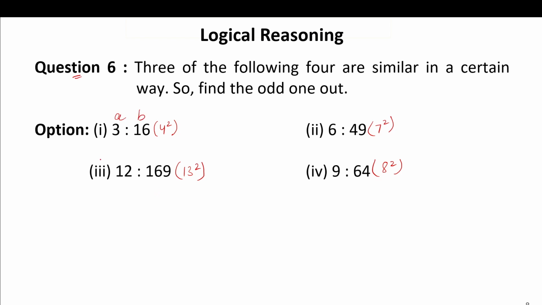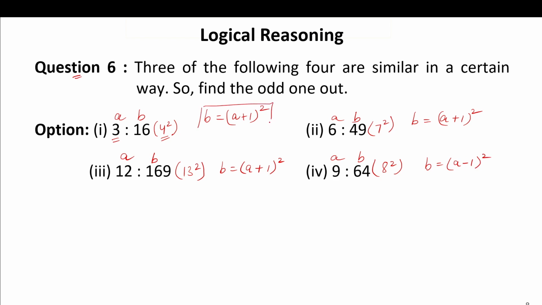Correct? Let's say this is A and this is B. So I am saying that B is equal to A plus 1 square. In this particular case, it is 4 square and this is 3. So B is A plus 1 square. Similarly, in each case, B is A plus 1 square. If I look over here again, B is A plus 1 square. But in this case, I can see B is A minus 1 square.